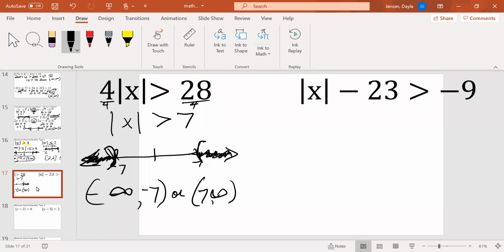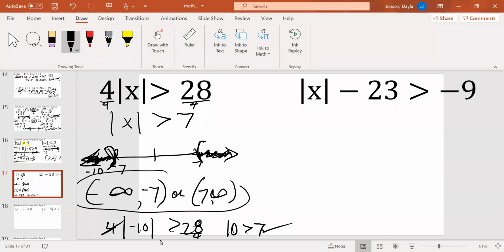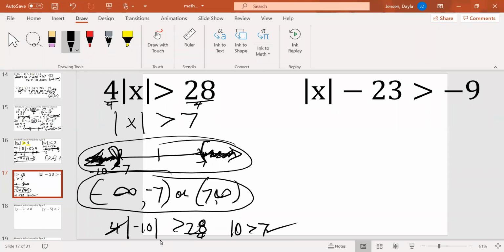So if I have a negative 10, I put it in my original inequality. 4 times the absolute value of negative 10 is greater than 28. So divide both sides by 4, and the absolute value of negative 10 is 10, and that is greater than 28 divided by 4, which is 7. So it checks. So here's my answer in interval format. Here's my answer in graphical format.